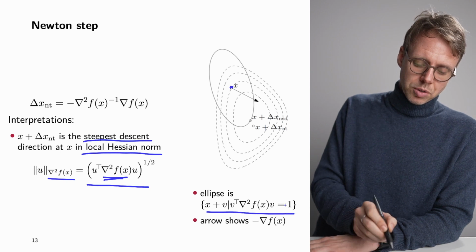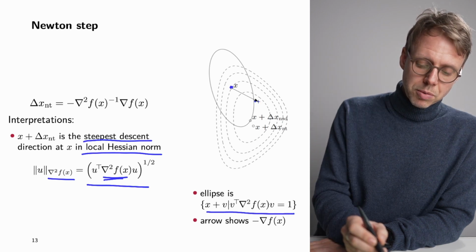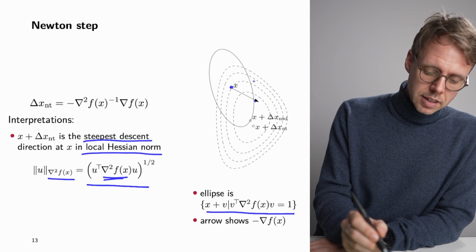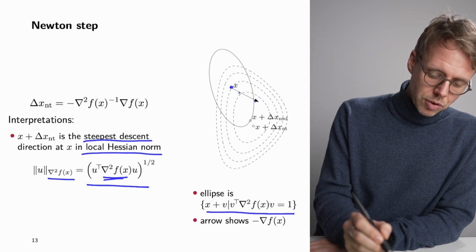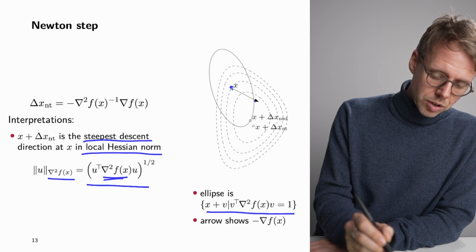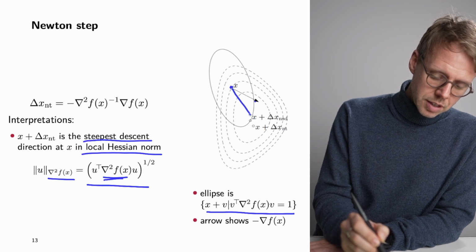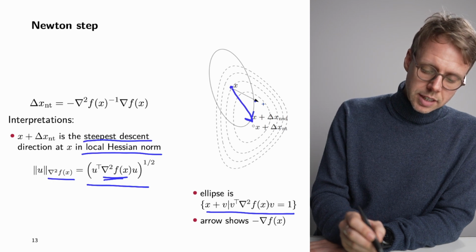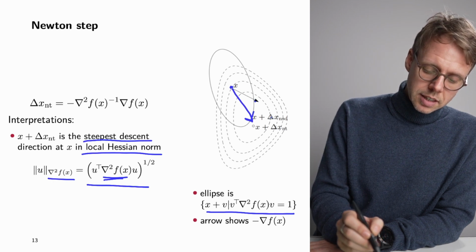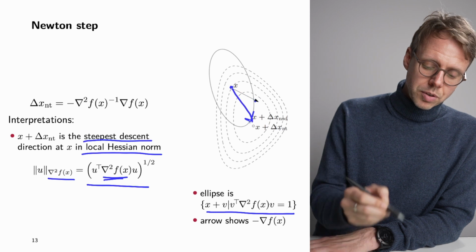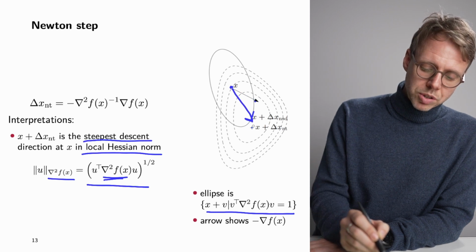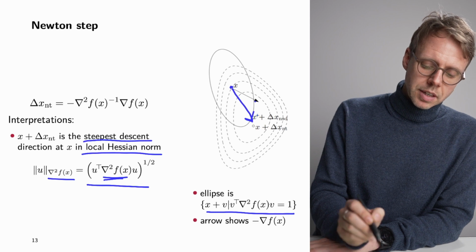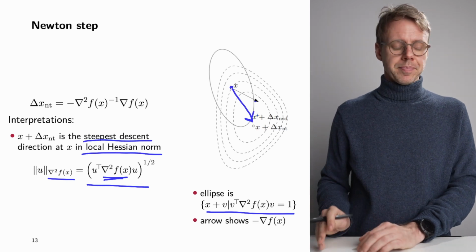As denoted here. And the arrow would again show the negative gradient. And you can see that the furthest we can actually go on this ellipse would be here. So you can see that the Newton step gets much closer to the optimum than steepest descent would.